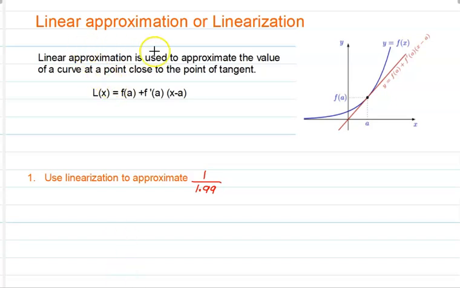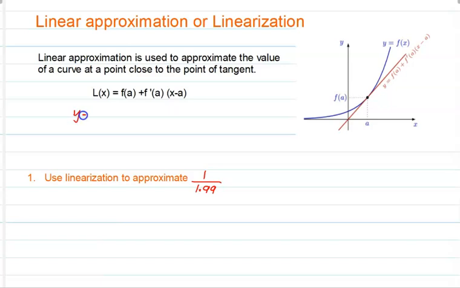In this video, we are going to study the topic linear approximation or linearization. Linear approximation is used to approximate the value of a curve at a point close to the point of tangent. Since we are using a straight line tangent graph to approximate the value, that's why this is called linear approximation. So all we need to know is the equation of the tangent line, which we are already familiar with.